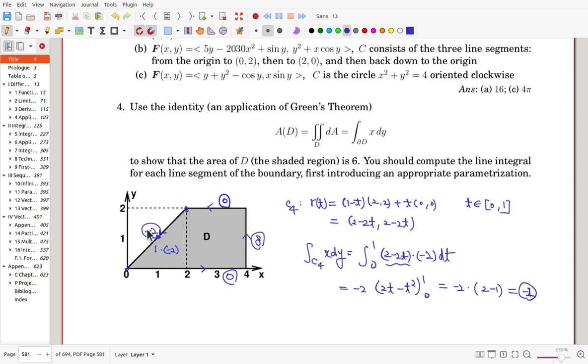So by using this numerical technique, you can get it much more easily, okay? Either way, you can do it.